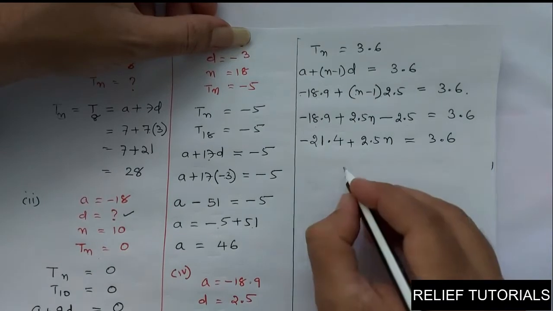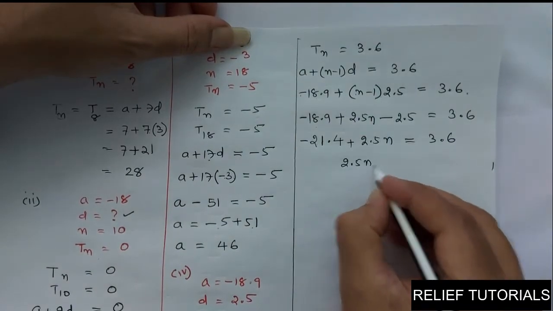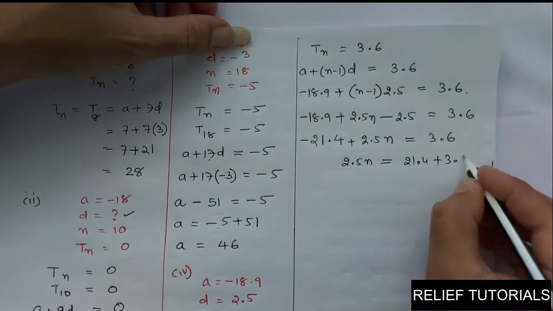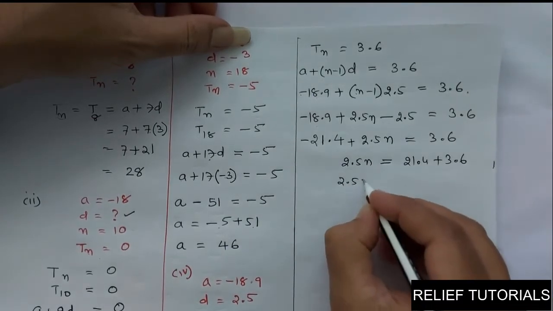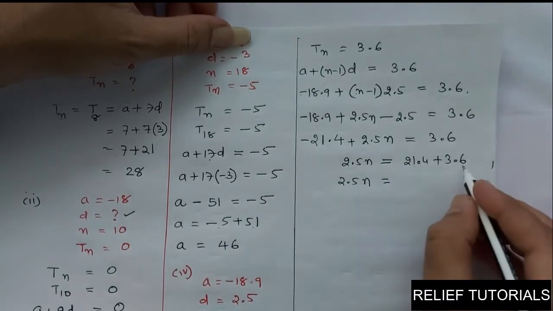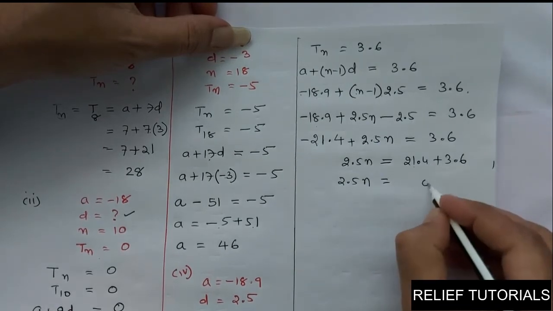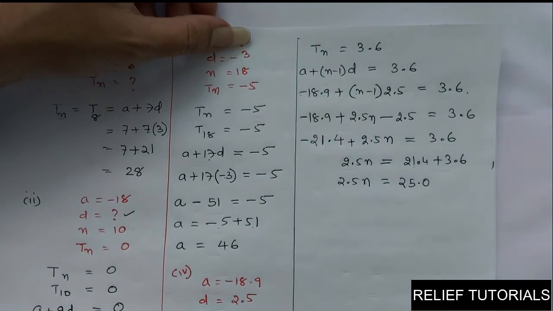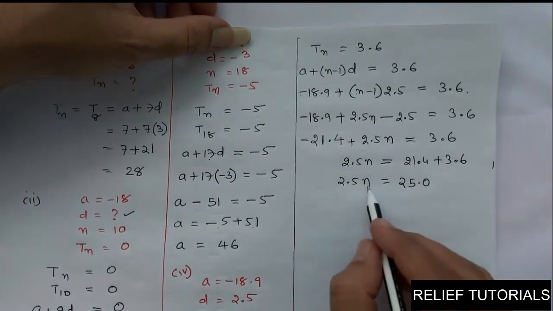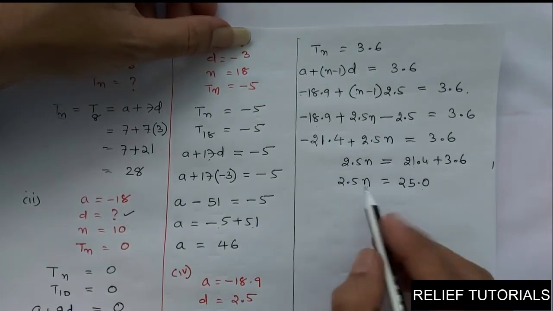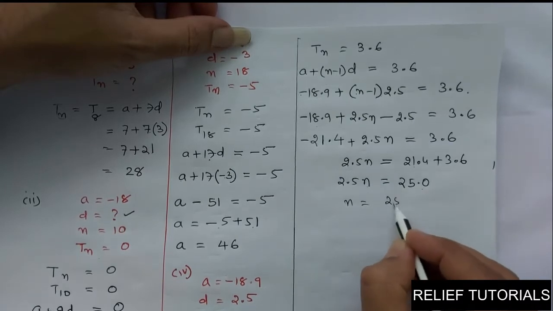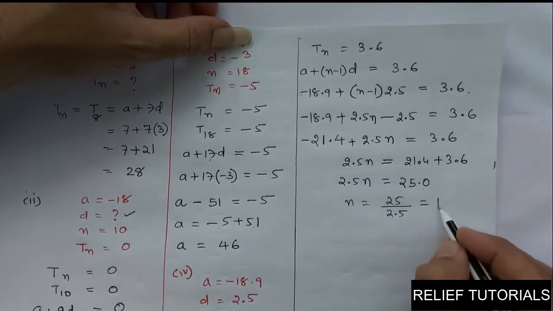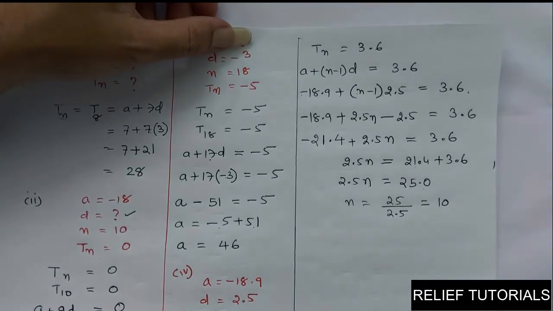Now this will go to the other side. So 2.5n is equal to, this goes here, so plus 3.6. So 2.5n is equal to 21.4 plus 3.6. That is 25. So 2.5n is equal to 25. So you know that n is equal to 25 upon 2.5. So that is equal to how much? 10 times. So n is equal to 10.